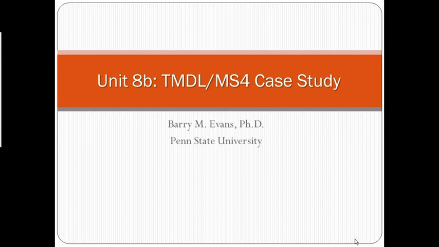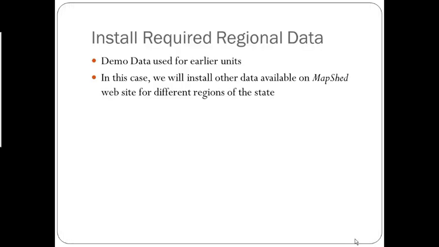In Unit 8B, we will download data from the MapShed website to use in our case study. As you may recall, we downloaded demo data for an area in central Pennsylvania to illustrate certain functions and concepts in earlier units. In this case, we will download and install other data that's available on the MapShed website for different regions of the state. In particular, we will download data from the North Central region that also covers the test site in central Pennsylvania called Spring Creek Watershed that we used in the previous exercises.